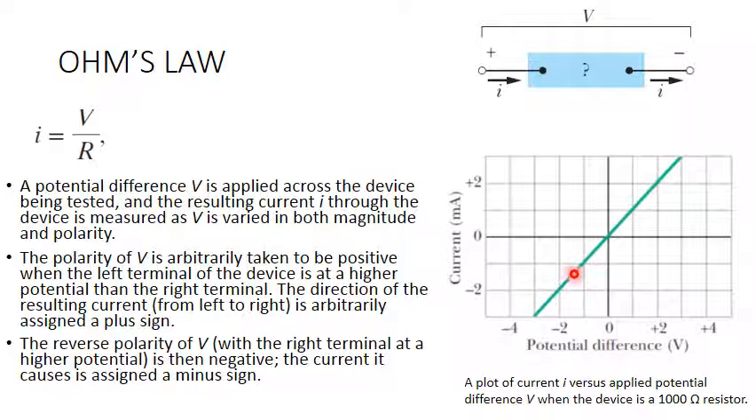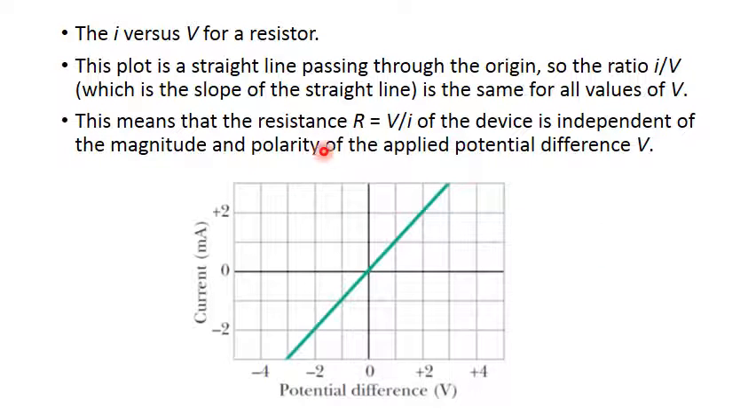So, in general, the curve here is linear. Its slope is 1 over R. That is what we are seeing here: the plot of I versus V for a resistor. The plot is a straight line passing through the origin. So the ratio I over V, which is the slope of the straight line, is the same for all values of V. So the slope here, delta I over delta V, is the slope.